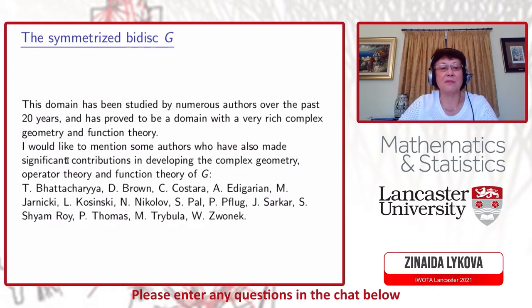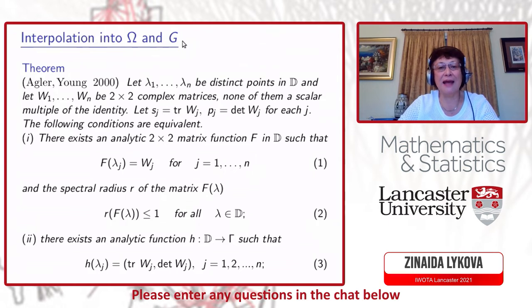And because I'm given only 45 minutes, I can't mention all the beautiful things which people around the world proved about this domain. But I do want to mention several names which significantly contributed to the development of this domain. It's Bhattacharyya, Brown, Costara, Zegarlinski, Jarnicki, Kosiński, Nikolov, Pflug, Sarkar, Thomas, Tribula, Zwonek. And I'm sure that I missed someone, so I'm sorry, but today I'm allowed to concentrate only on the mu-synthesis problem, so interpolating into G and into omega.